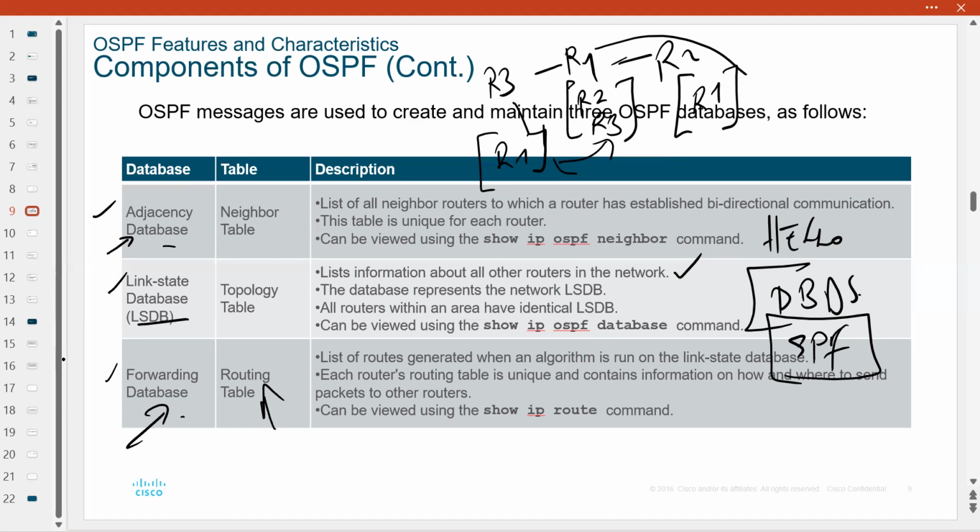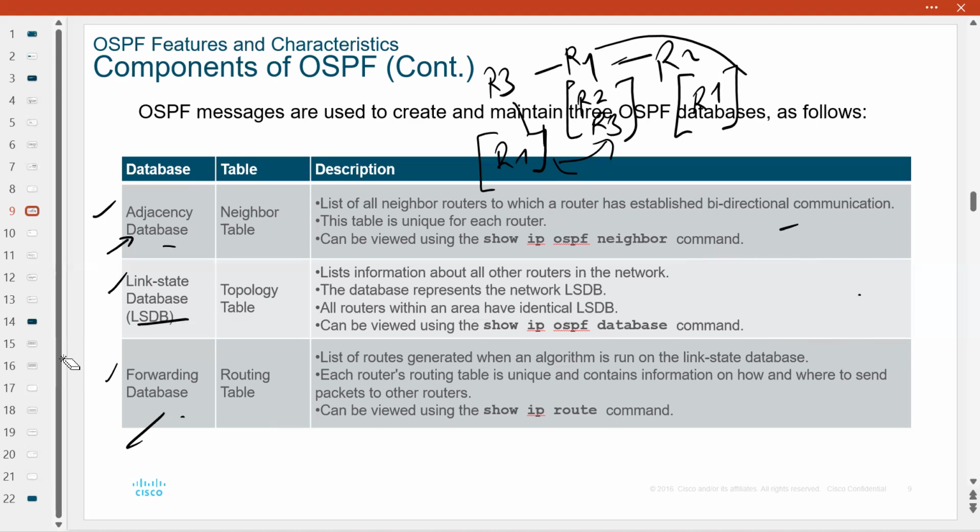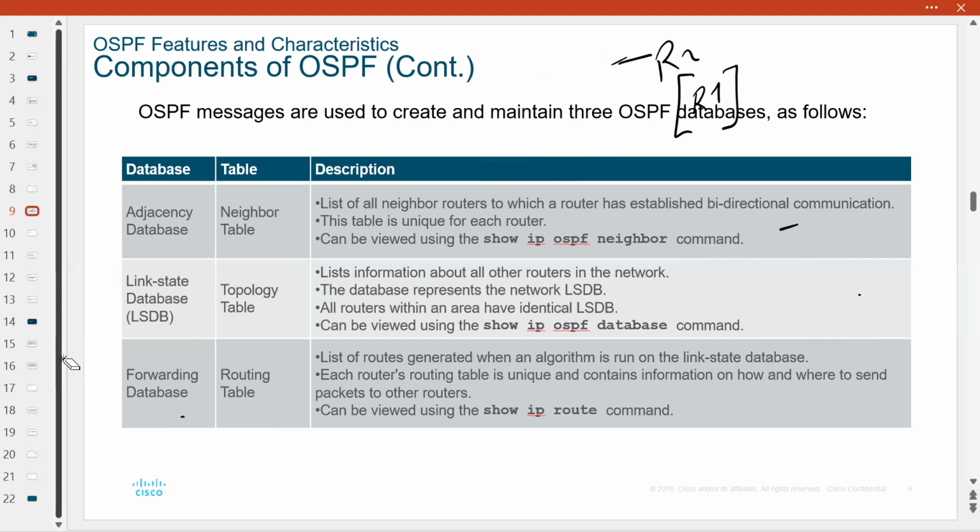So the forwarding database is a list of routes generated when an algorithm is run on the link state database. Each router's routing table is unique and contains information on how and where to send packets to other routers. It can be viewed using the show ip route command. We'll get there. Right, so these are the three types of databases that we have: adjacency, link state, forwarding, in their respective tables, the neighbor, the topology, and the routing. You need to understand the difference between these three. Typical exam questions give you a description of any one of the three.